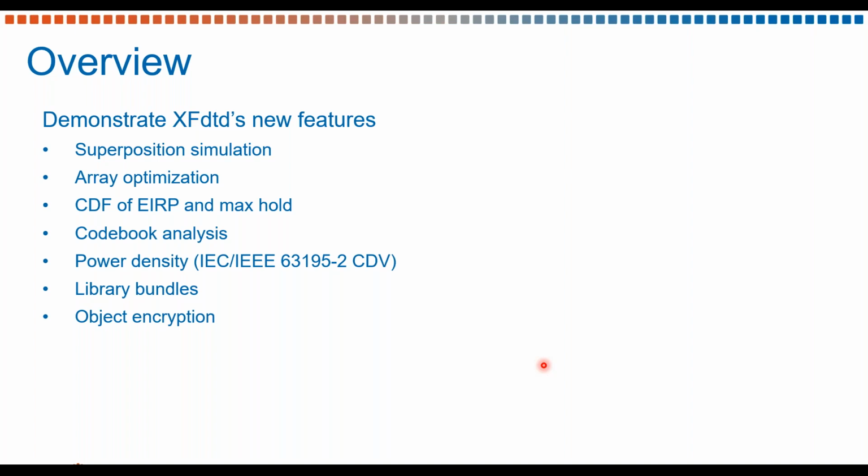And the last two features are mainly related to sharing the geometries within the teams in a company, the library bundles, and also sharing the CAD models or geometries between different companies by encrypting the design sensitive information.